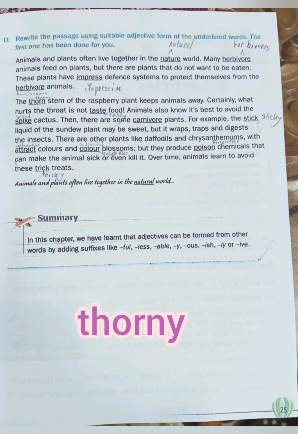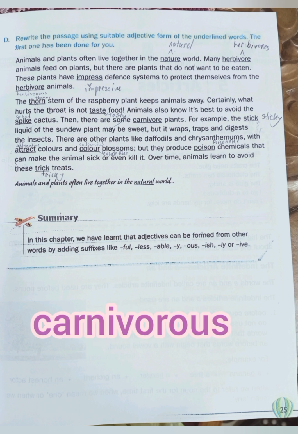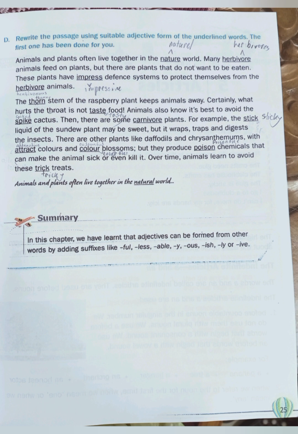The thorny stem of the raspberry plant keeps animals away. Certainly, what hurts the throat is not tasty food. Animals also know it's best to avoid the spiked cactus. Then there are some carnivorous plants. For example, the sticky liquid of the sundew plant may be sweet, but it wraps, traps, and digests the insects.